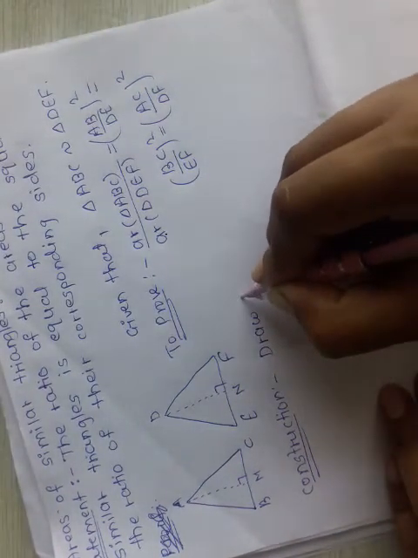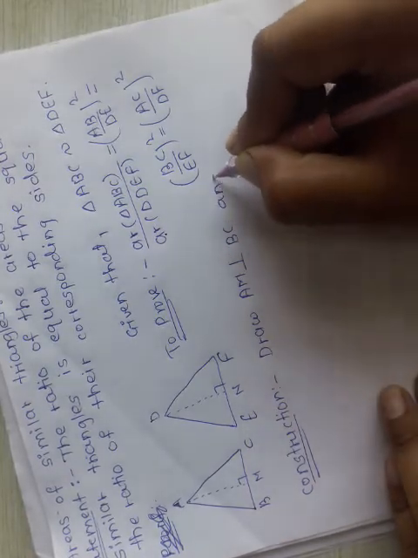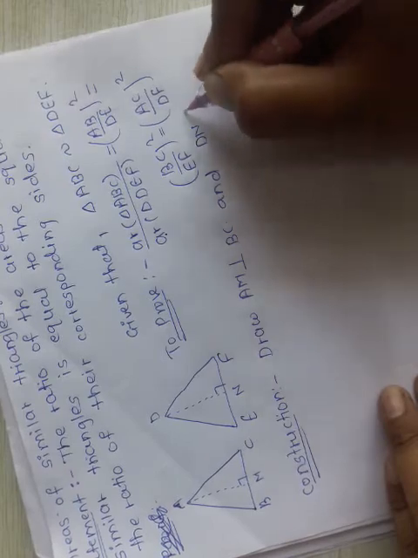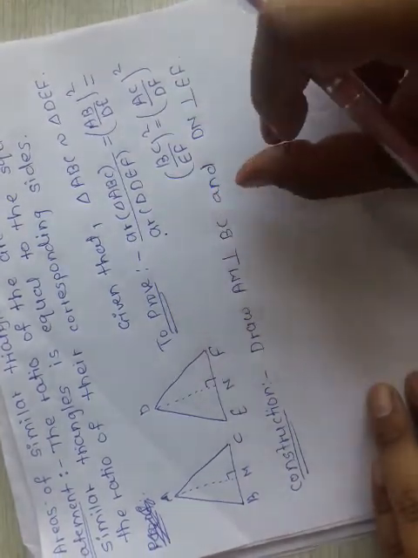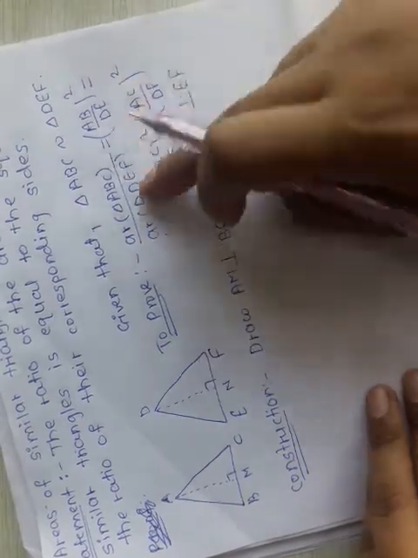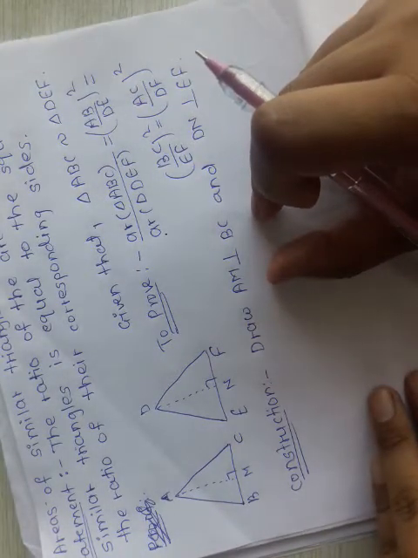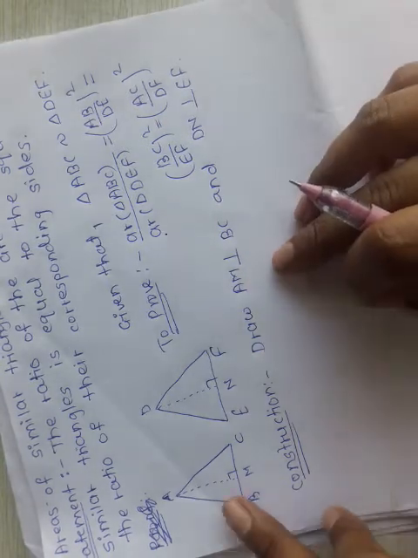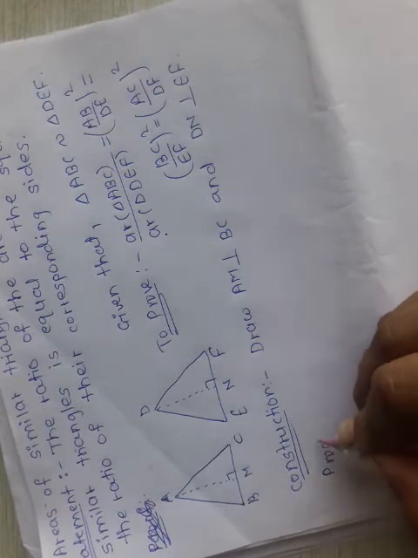Draw AM perpendicular on BC and DN perpendicular on EF. Because we have to find out the areas, and if we have to prove this, then we need the perpendicular, or we can say that we need the altitude. So AM and DN are the altitudes.